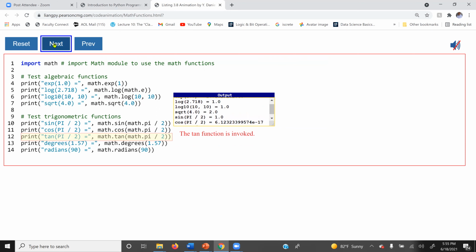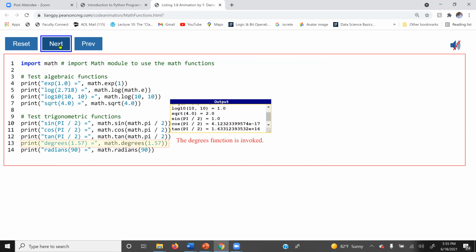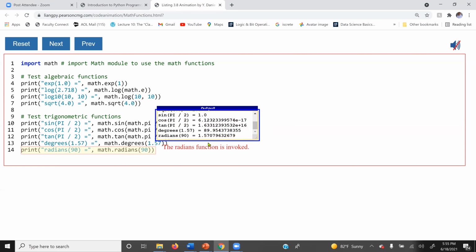Then we have tan of pi over 2, which will give us 1.63 something. Then the degrees of 1.57. So here the angle is in radians, and we are changing it to degrees. So that will give us 89 degrees, almost 90 degrees. So 90 degrees is close to 1.57. That's 1.57. So again, that's the first example.